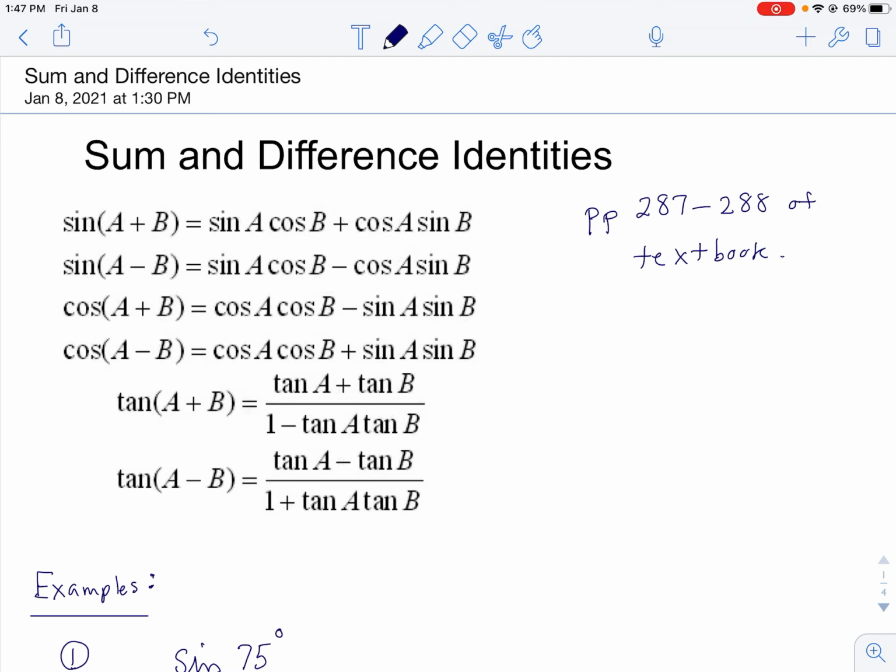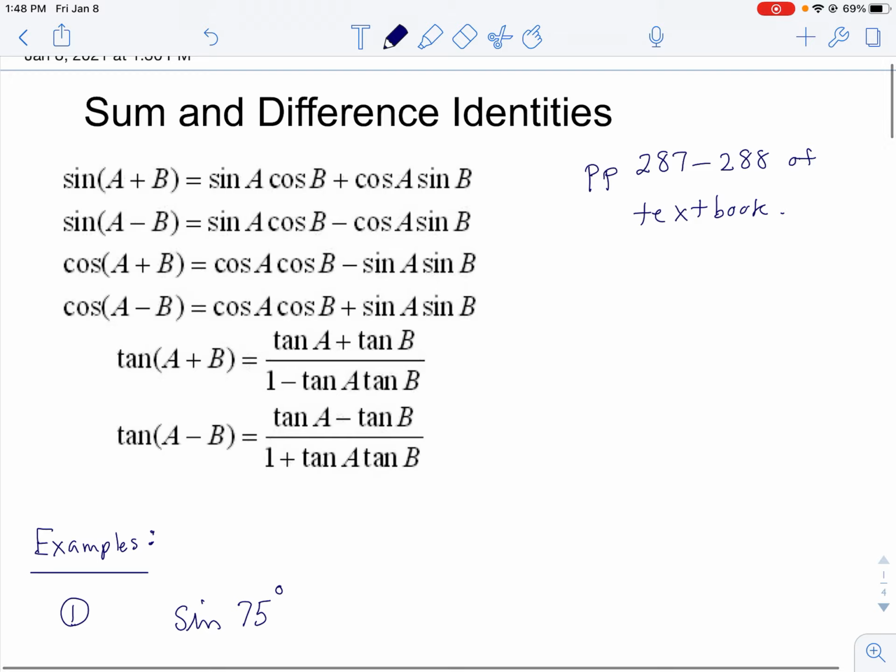The big takeaway is that there is no distributive property for angles. Like the sine of a plus b is not just sine a plus sine b, because sine's not a number, it's a function. So again, I may be going quick, but I realize you can pause and rewind.